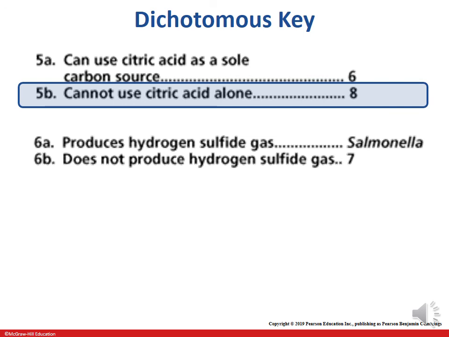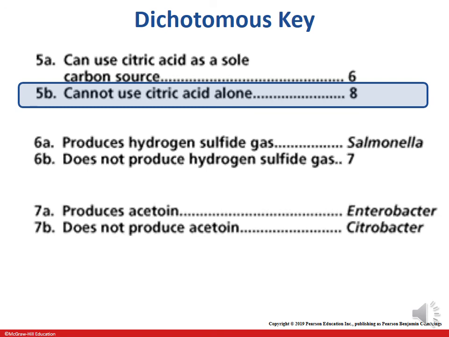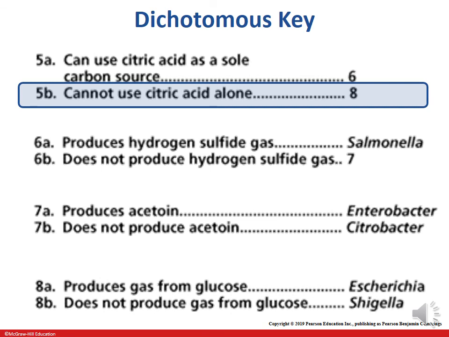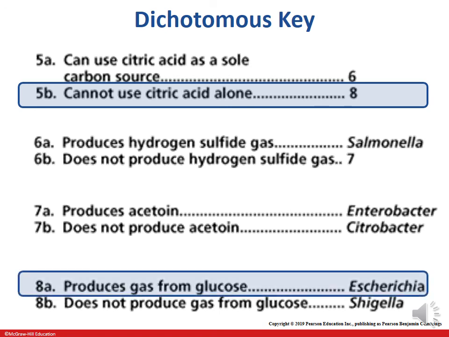Now keep in mind, the map gives you other questions. We do have data for the hydrogen sulfide test, but we don't need it. We have data for the acetylene test, but we don't need it. Our answer told us to go to question number 8. The gas from glucose, so we're going to see glucose gas on our data list. It says positive. So our answer is Escherichia. We've just keyed out this unknown organism.